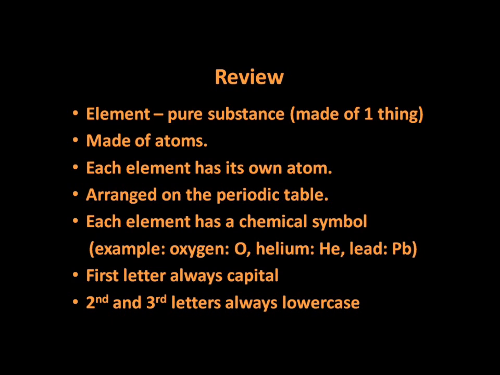Elements are made of their own kind of atom, so each element has its very own atom. Elements are arranged on the periodic table. Each element has a chemical symbol. For example, O for oxygen, He for helium, Pb for lead. The first letter of a chemical symbol is always capital. The second and third letters are always lowercase.